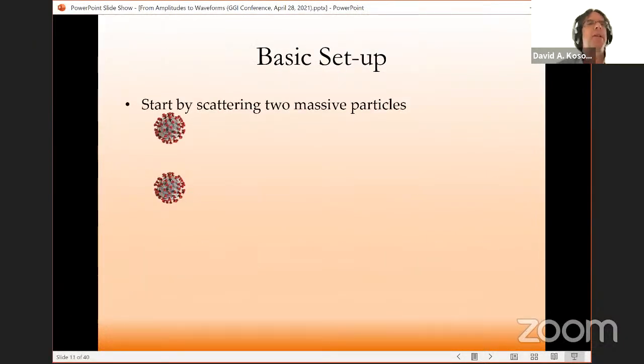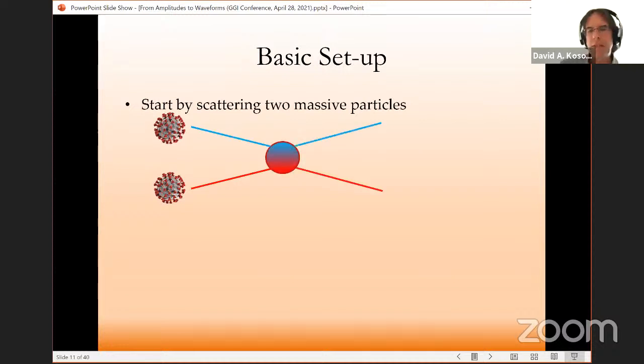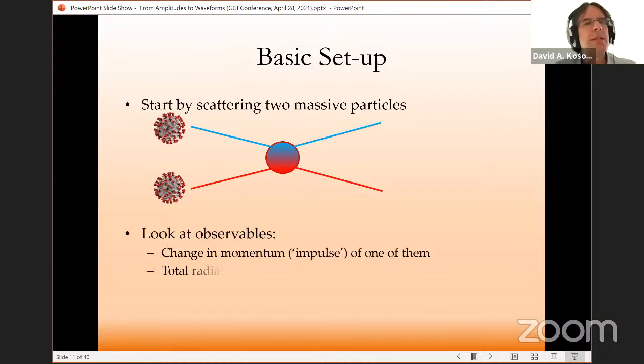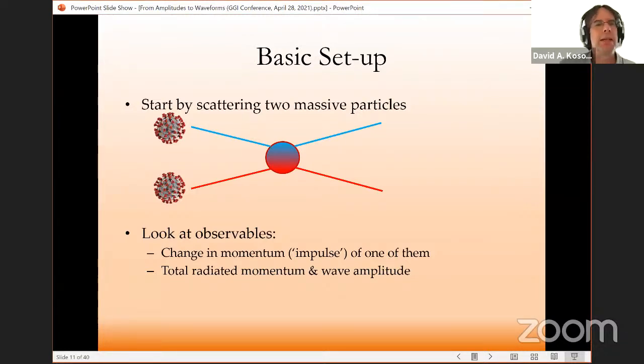So the basic setup, at least in the initial case, is to start by scattering two massive particles, and in the spirit of the times, I've decorated them with the appropriate spikes. We scatter these, and then we want to examine some observables. One example that we looked at is the change in momentum, which in the language of classical field theory is called the impulse of one of these particles, and also the total radiated momentum. And we'll come back to how we look at the wave amplitude directly a little bit later.